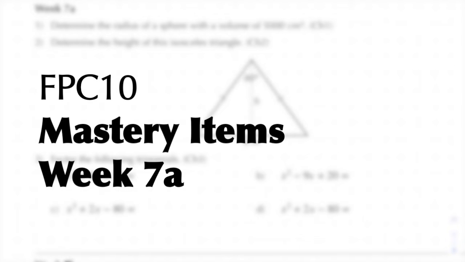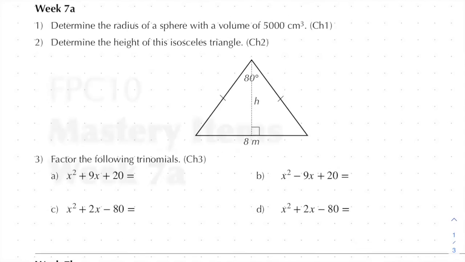Let's take a look at how to do the mastery items for week 7A. Question number 1. Determine the radius of a sphere with a volume of 5,000 centimeters cubed.